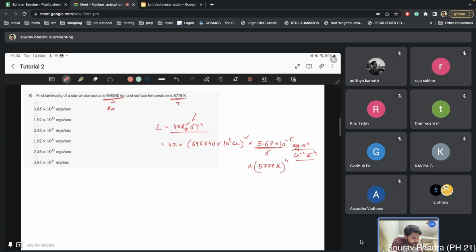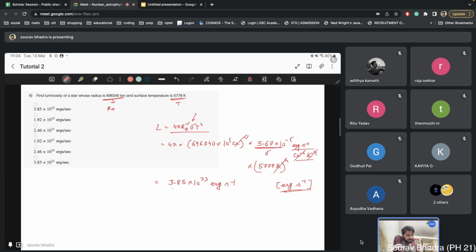I think it is right, because this K to the power 4 will be cancelled out by this K to the power 4, and all the other things will be cancelled out, because this centimeter square will cancel this centimeter square, and the total unit will be erg per second, or erg second inverse, which is correct for luminosity. So if you calculate, it will be 3.85 times 10 to the power 33 erg per second.